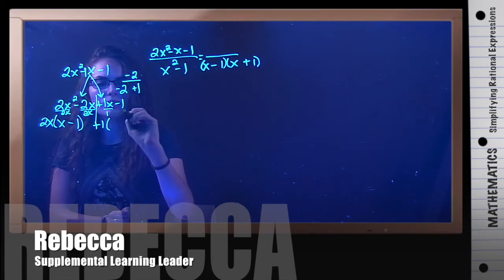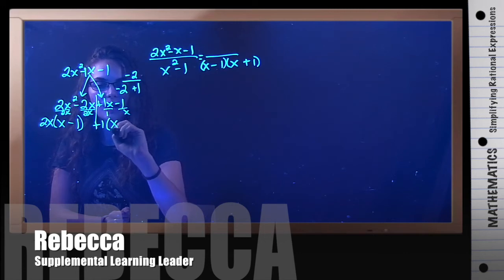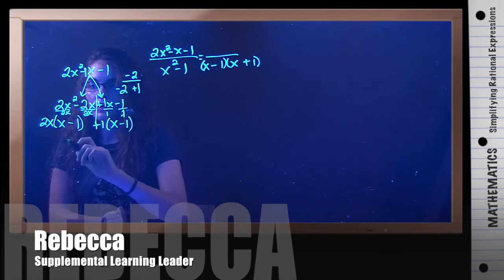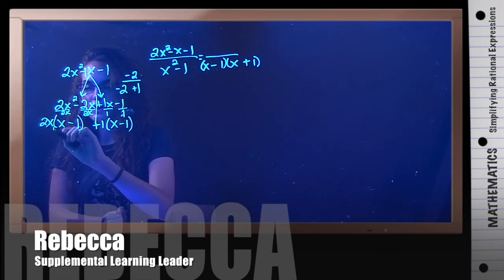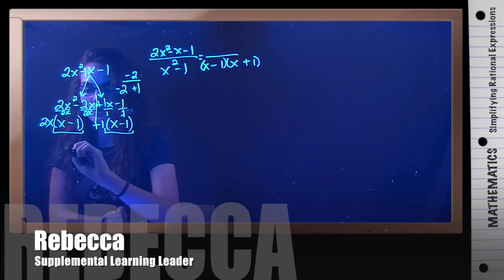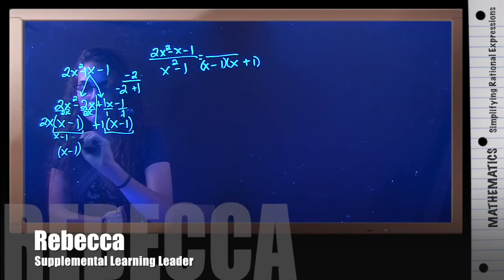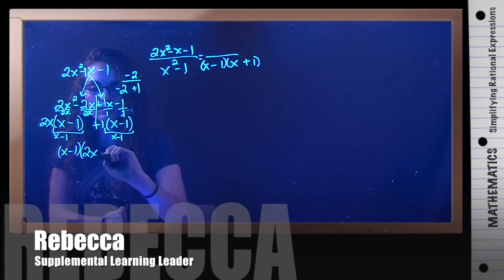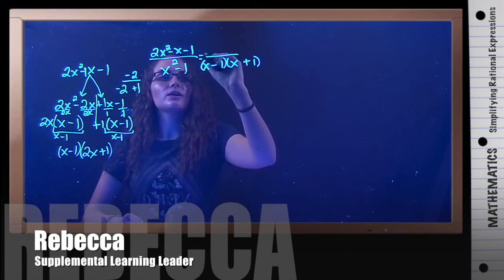And when we divide by 1, nothing cancels, so we still have x minus 1. Now, you can see that there's a common GCF in both of our terms, which is x minus 1. So if you pull out x minus 1 and divide both by x minus 1, what you have left is 2x plus 1. And so now that is fully factored, and you can put that on the top here.